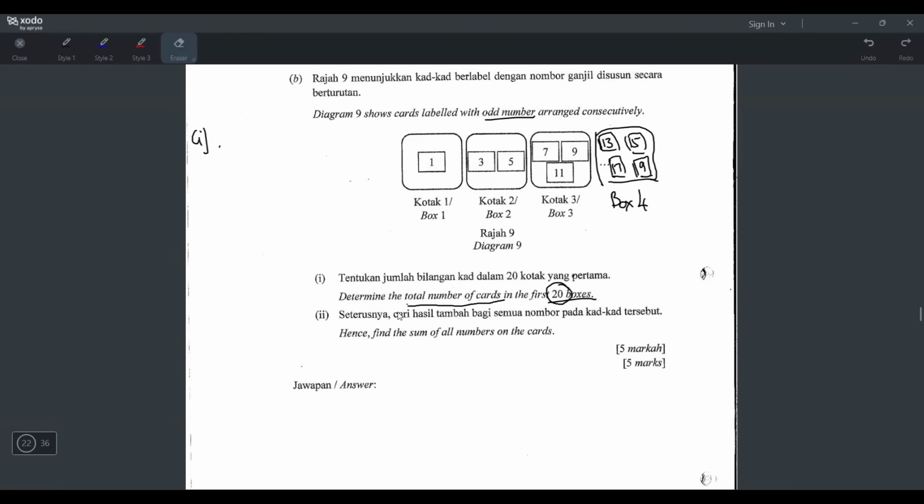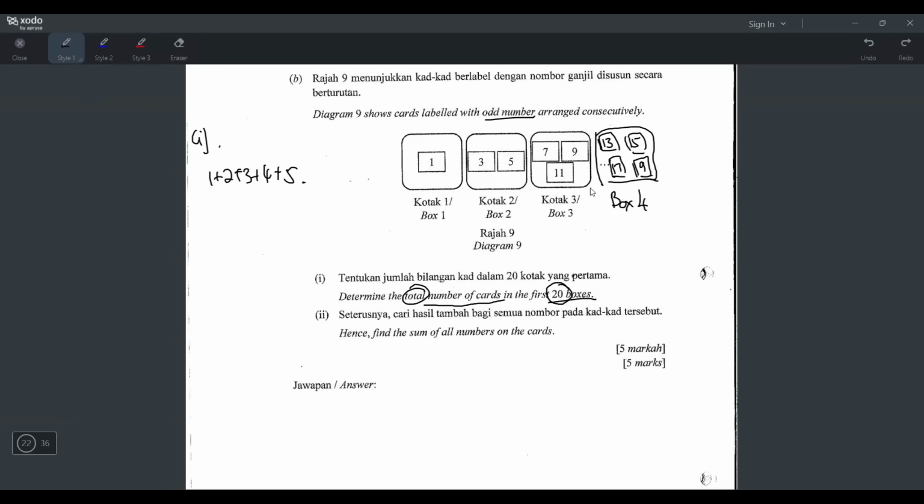The question asks for the total. There's a word here: total number of cards in the first 20 boxes. In other words, what they want is actually 1 plus 2 plus 3 plus 4 plus 5 plus 6 plus 7 plus 8 until plus 20. This is what they want, because they want the total number of cards in the first 20 boxes. It means not only the number of cards in the 20th box. They want the sum from box 1 to box 20.